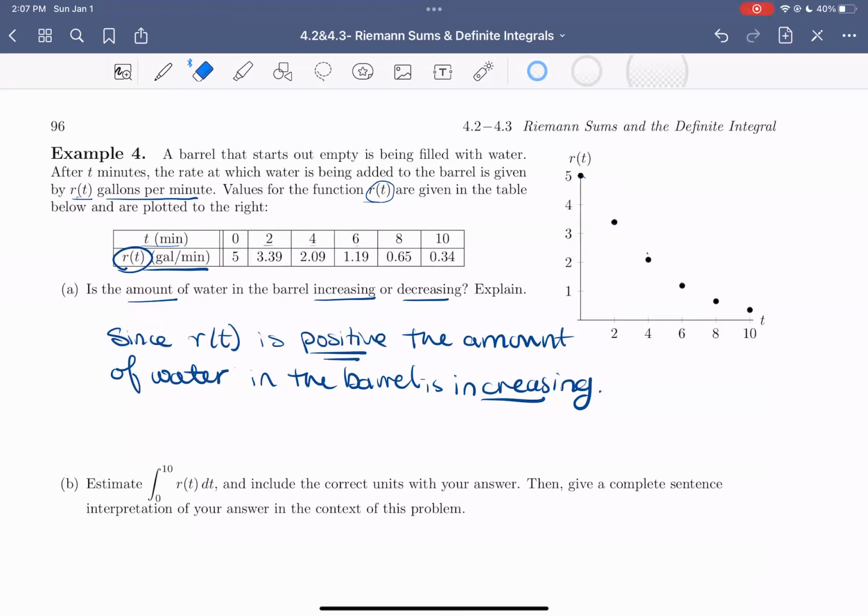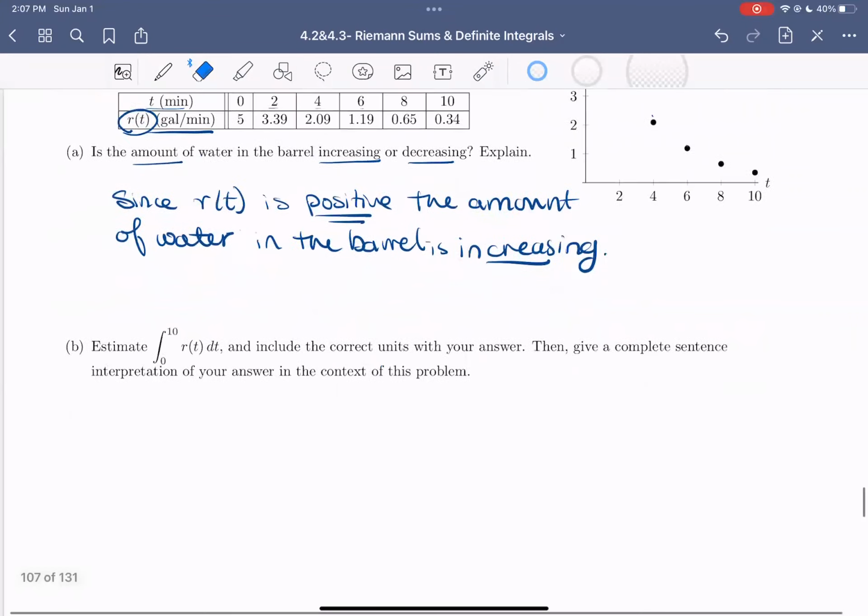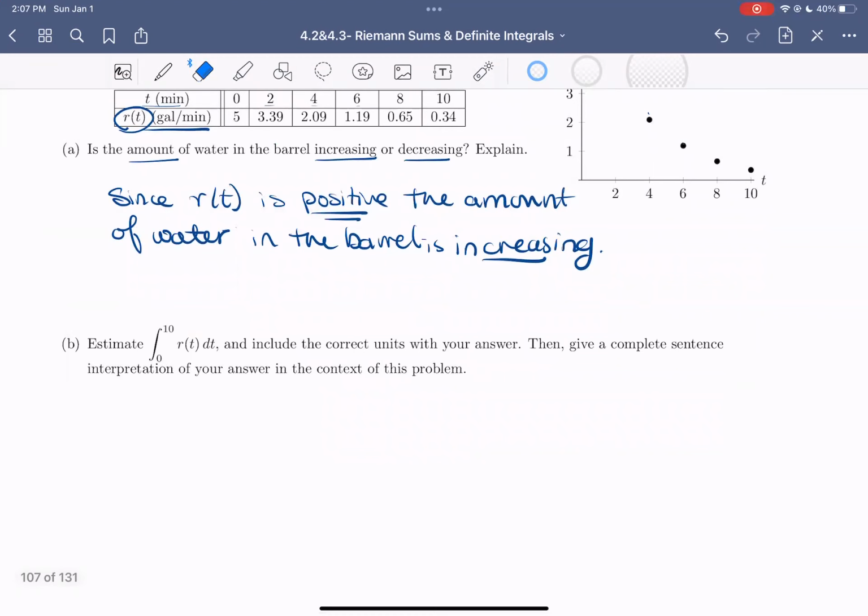Okay, so now let's look at part B. Part B says estimate the integral from 10 to 0 of R of t dt and include the correct units with your answer. Then give a complete sentence interpretation of your answer in the context of this problem.